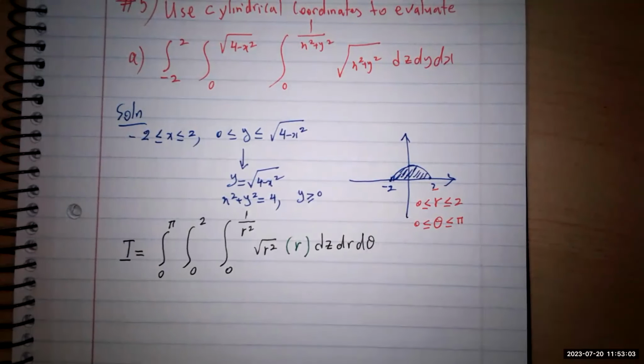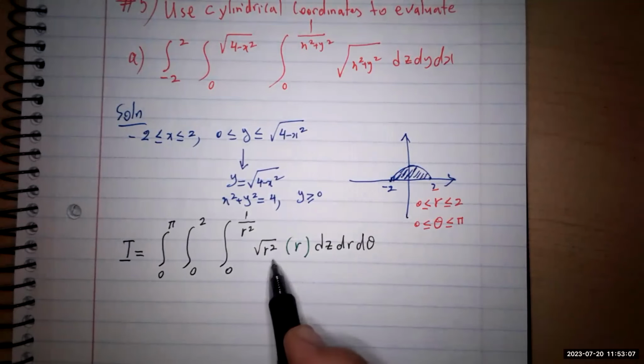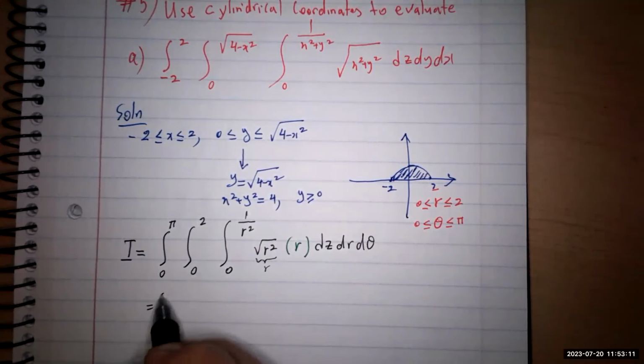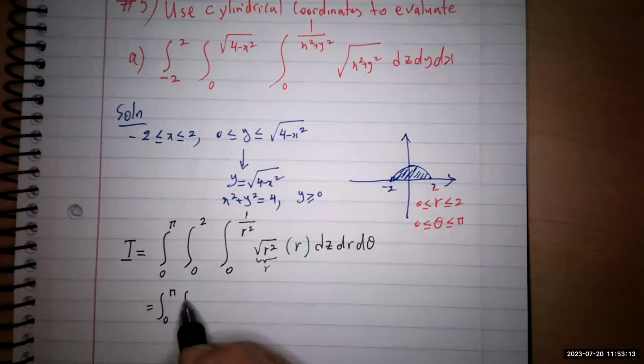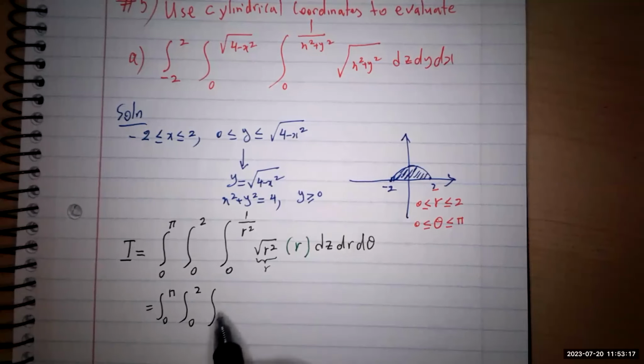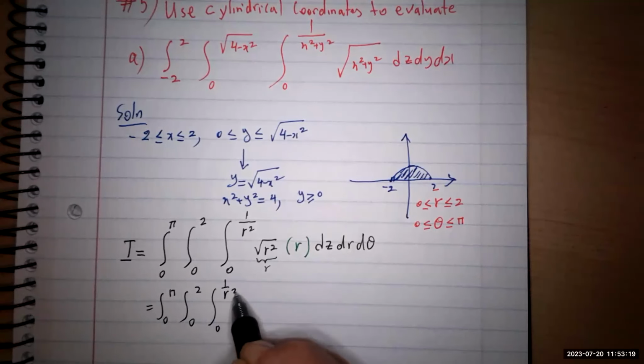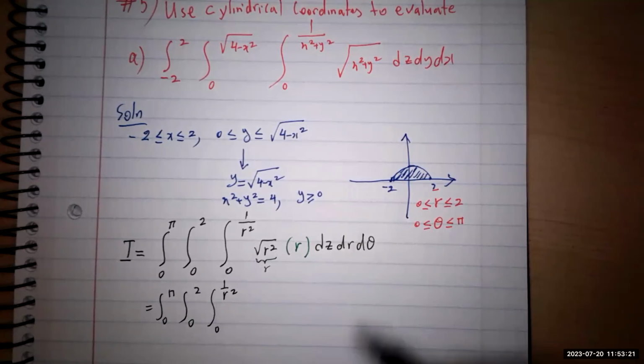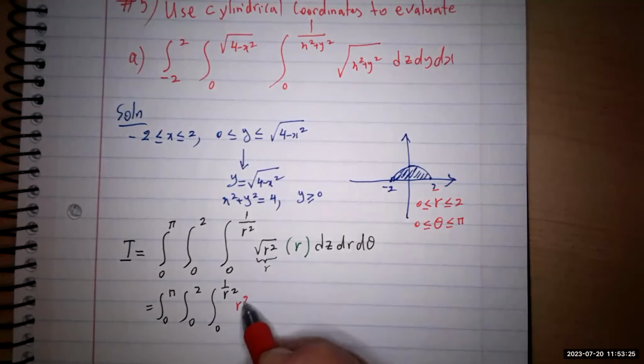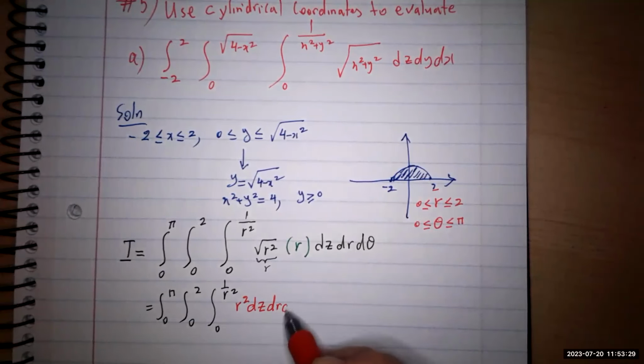So it's a nice one. This would be r, and r times r would be r squared. So it's 0 to pi, 0 to 2, and z goes from 0 to 1 over r squared, but the function is r squared, dz dr d theta.